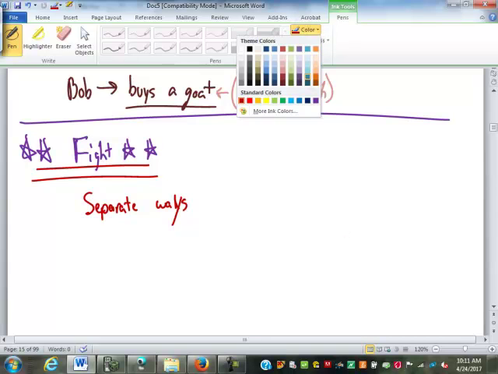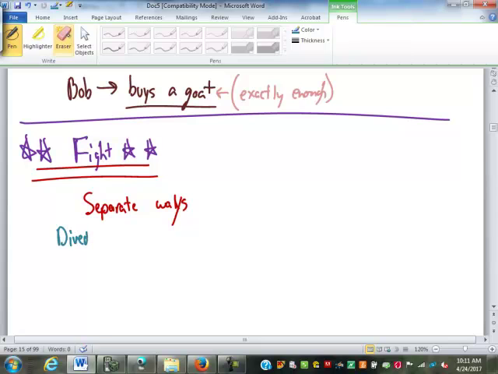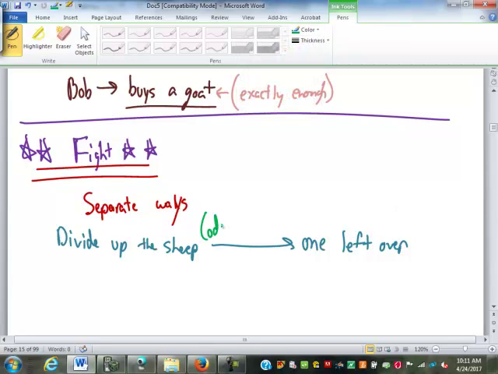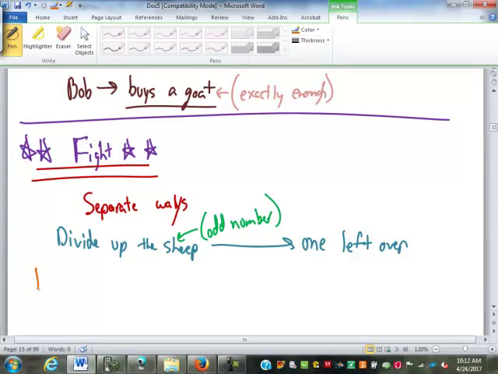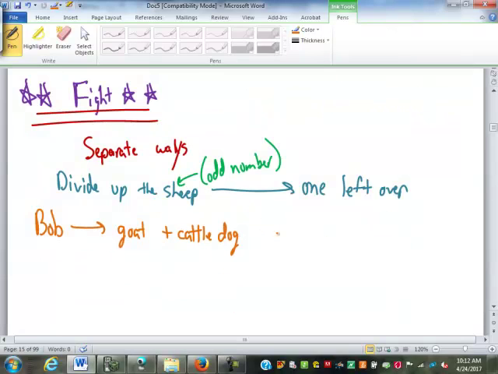So they divide up the sheep. Only problem is there's one left over. In other words, they had an odd number of sheep to begin with. So in order to settle the argument, Bob says he'll take the goat, plus when they inherited the ranch, it came with a cattle dog, a herding dog, and Steve can take the extra sheep.